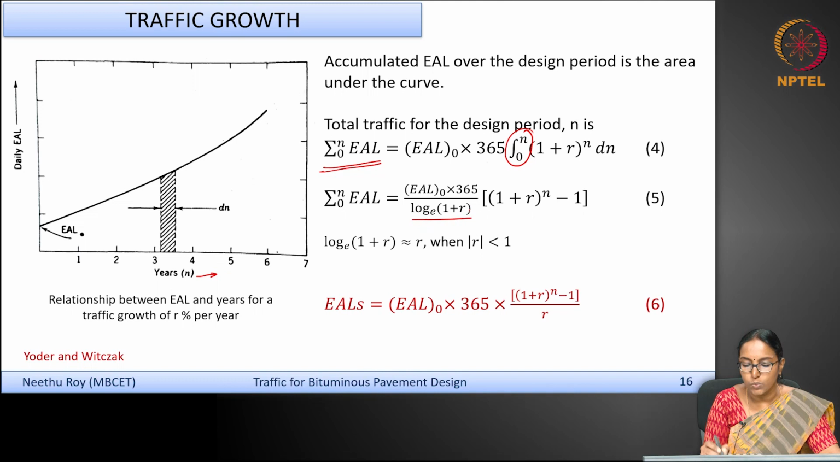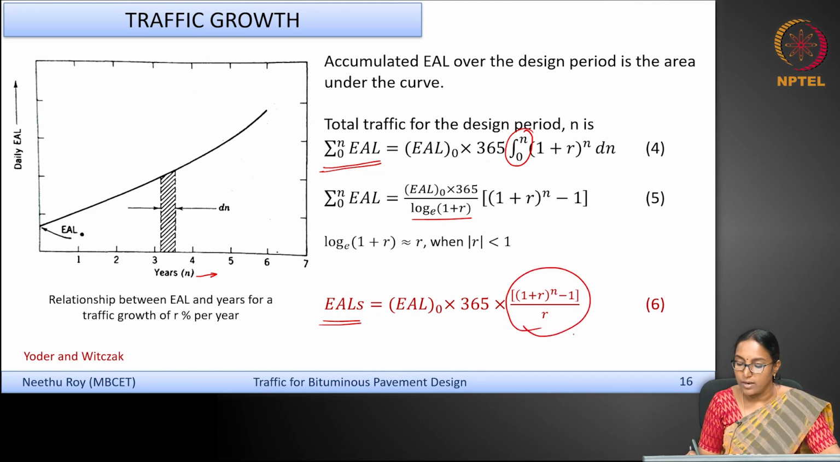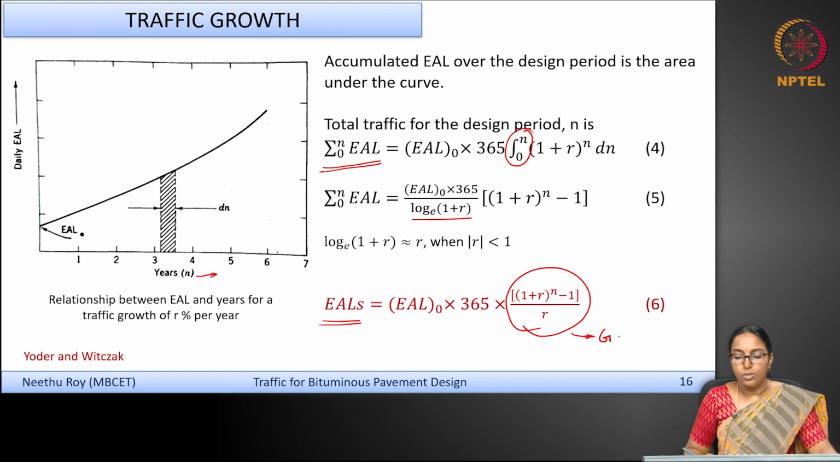So you can replace this with r, so that the total equivalent axle loads over the n years, the total EAL, is given by EAL 0 into 365 into ((1 plus r) raised to n minus 1) by r. So this factor here, (1 plus r) raised to n minus 1 by r, can be termed as G, which is the growth factor. Okay, so this is how you estimate the traffic growth, and you find out what is the total traffic at a future date, or what is the total traffic over the design period, which has to be considered for design.